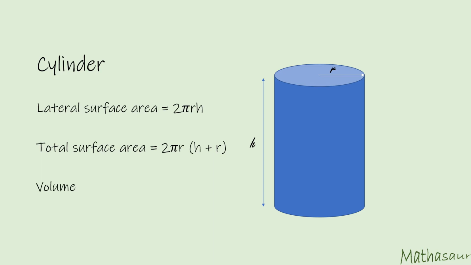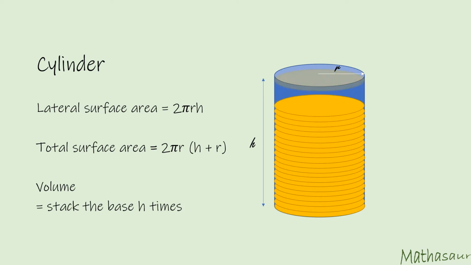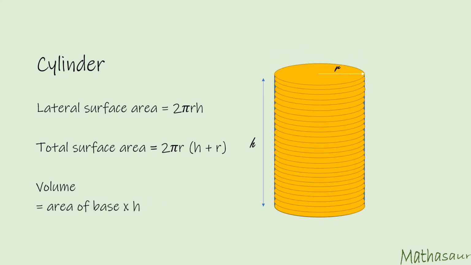Let us see how to find the volume of a cylinder. Similar to a cuboid or a cube, let us stack the base h times. We could also write this as area of base times h. Since the base is a circle, the area of this base would be pi r square. Hence, volume of the cylinder would be pi r square h.